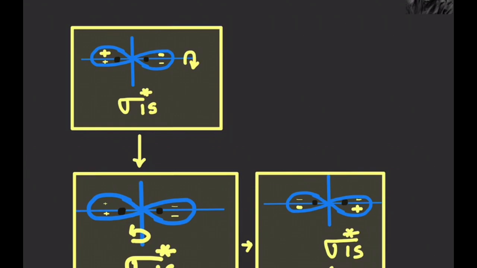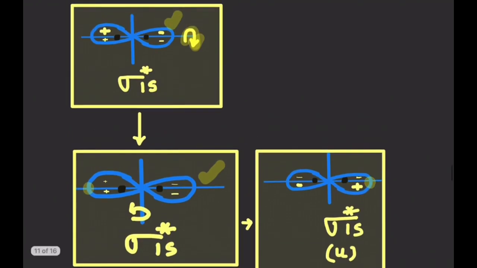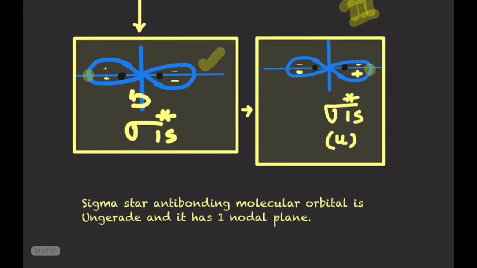In case of anti-bonding, you can see here that on the right hand side the sign is negative. When we are rotating about internuclear axis, this will form, so there is no change in sign. Now if we rotate about a line perpendicular to internuclear axis, we can say that this point is going here, and if I compare the first figure and the third figure, we can say that the sign of the lobe on the right hand side initially was negative, now it is positive. So the signs are changing here, so we'll say that it is ungerade. So sigma anti-bonding molecular orbital is ungerade, and we can find out the number of nodal planes.